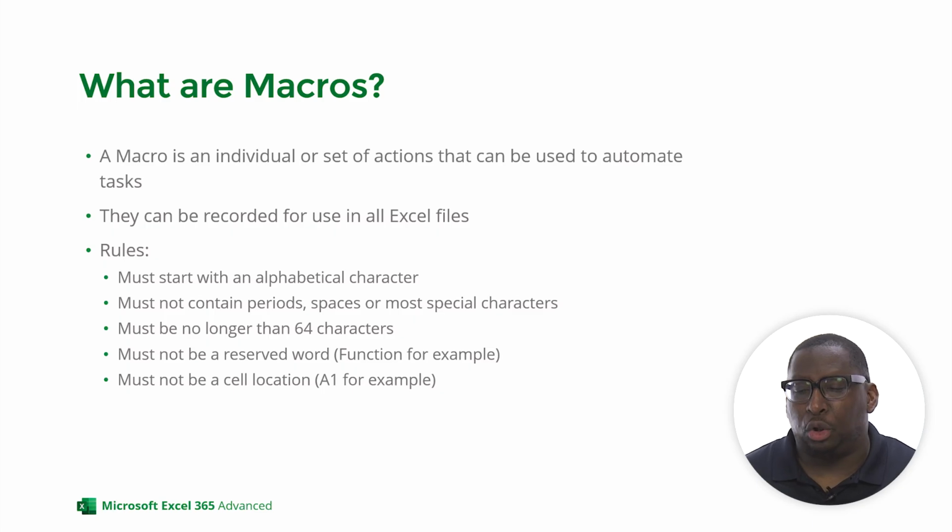The name cannot be any longer than 64 characters. It cannot be a reserved word, like a function, like SUM or AVERAGE or something like that. And it must not be a cell location. You cannot use a cell reference as the name of a macro either.